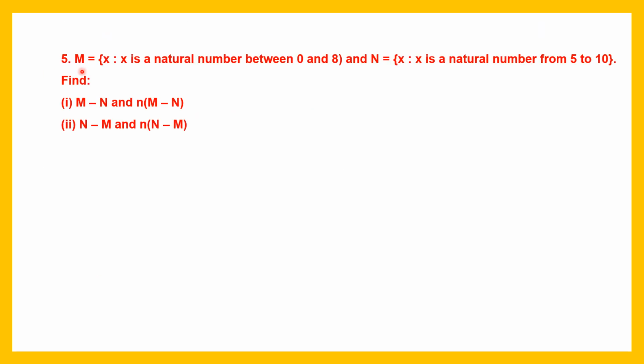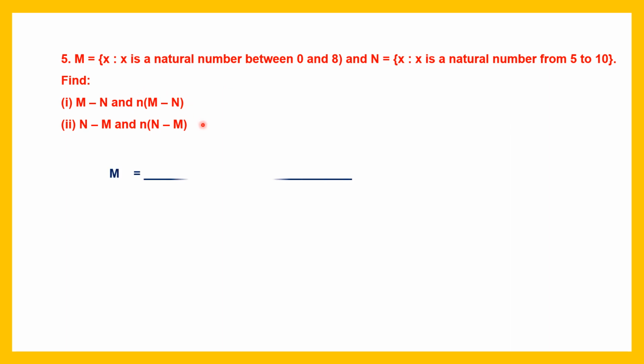Question 5, M. Now these are the elements of set M, and what are they? X is such that X, the element, is a natural number between 0 and 8. Okay, so those are the elements of set M. Now what are the elements of set N? It's a natural number from 5 to 10. Okay, so first we have to write out all these elements and then answer these questions.